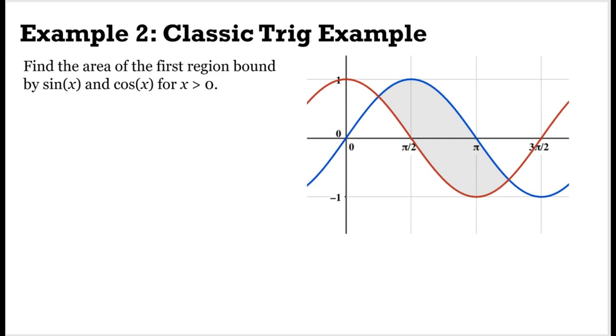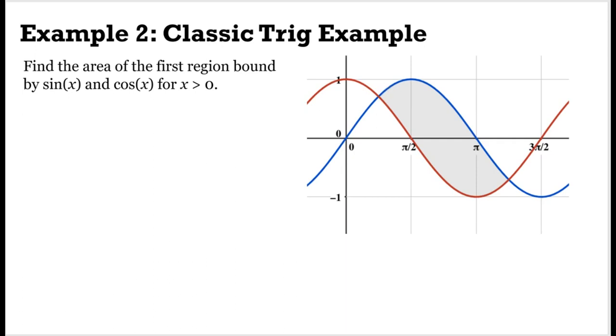This is a classic trig example. Every calculus book does an example like this at the beginning of area between two curves. And we just have to have some caution here because there's a lot of sign changes that happen, positives, double negatives that we have to account for. And as long as we're careful and take our time with it, we should not overlook the signs or have a computation error.